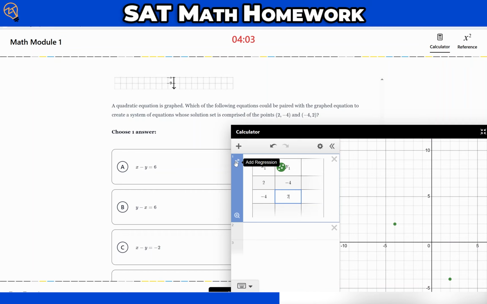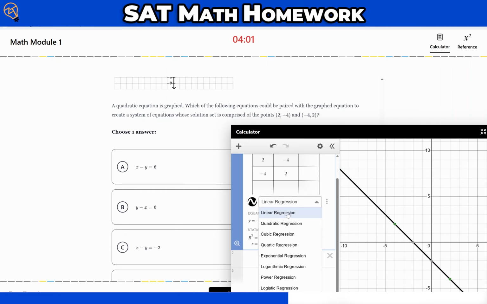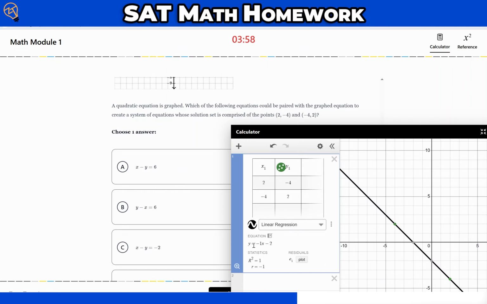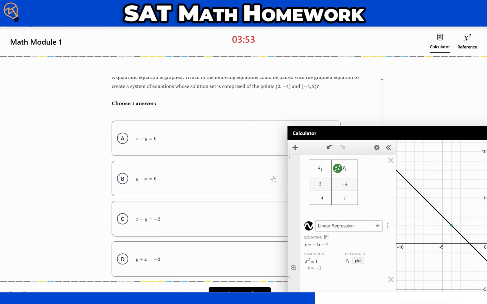I'll click this add regression. By default, it does linear regression, which is what I want anyway. And notice we have y equals -x minus 2. So let me go ahead and scroll down a little bit, and we'll just write this down as if it's on our scrap piece of paper.